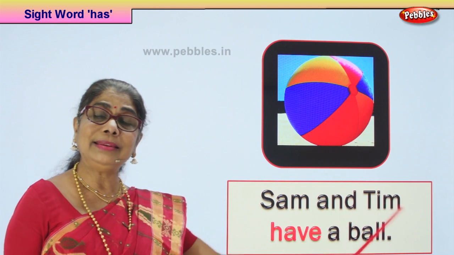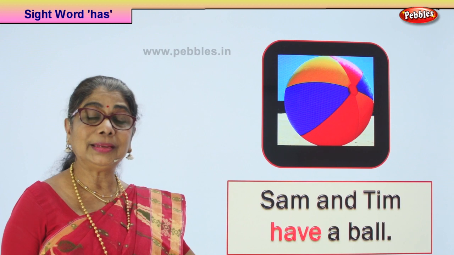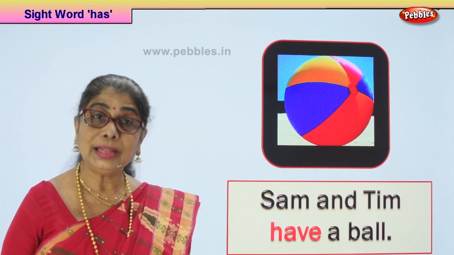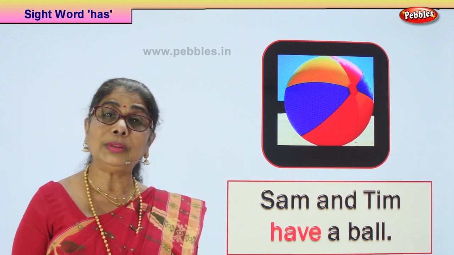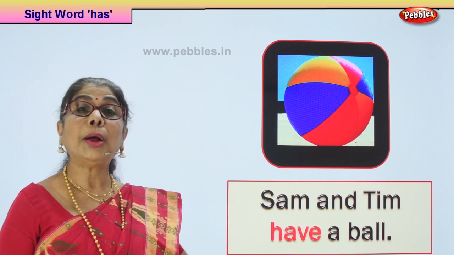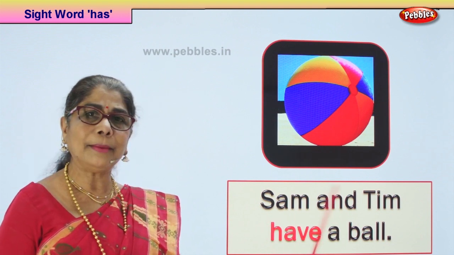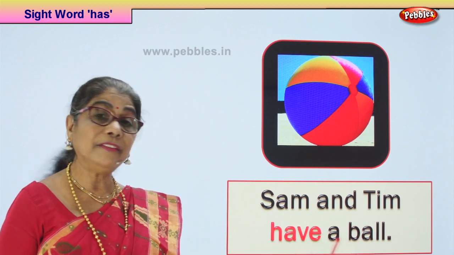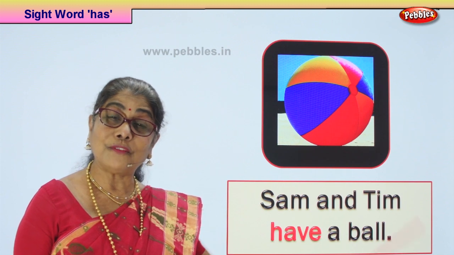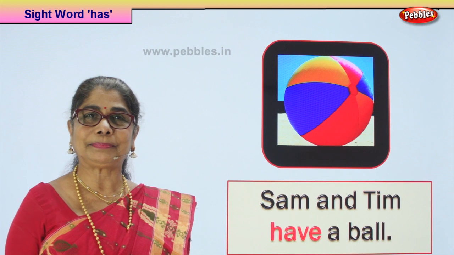Sam and Tim have a ball. Sam and Tim, they have a ball. They play with the ball. They kick the ball. They throw the ball. They bounce the ball. Sam and Tim have a ball to play. Read the sentence for me. Sam and Tim have a ball. The sentence ends with a full stop. Very good. You are becoming good in reading.